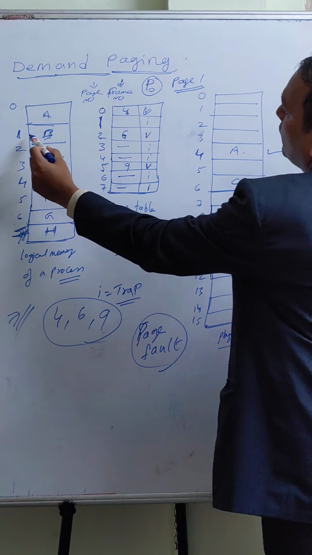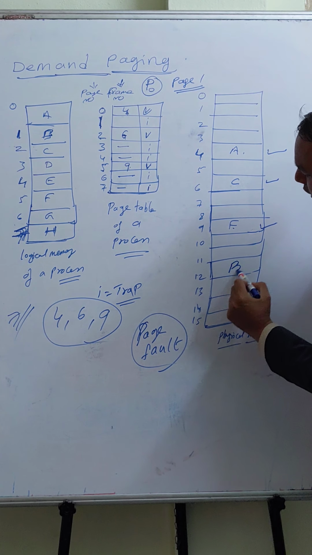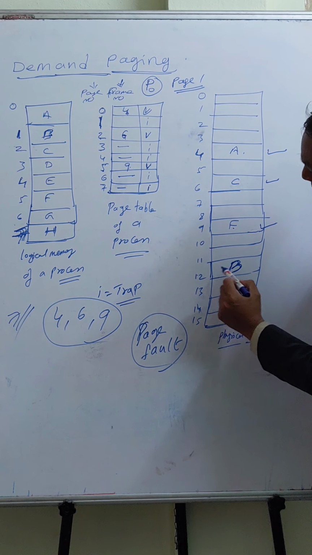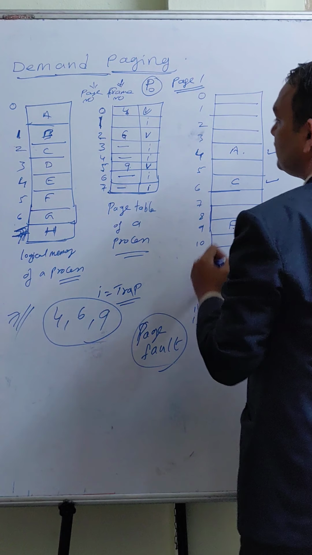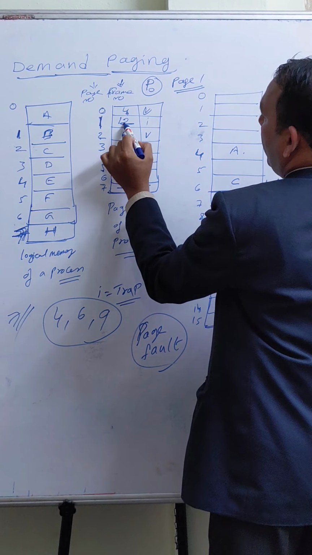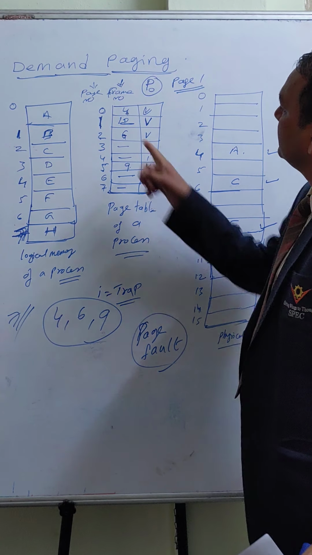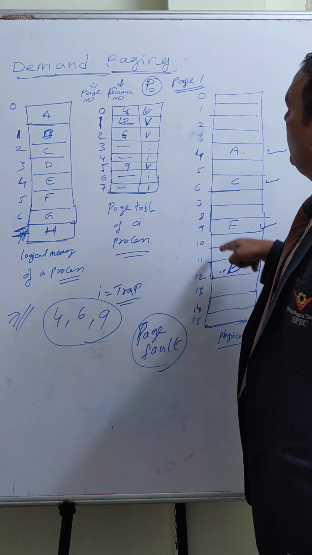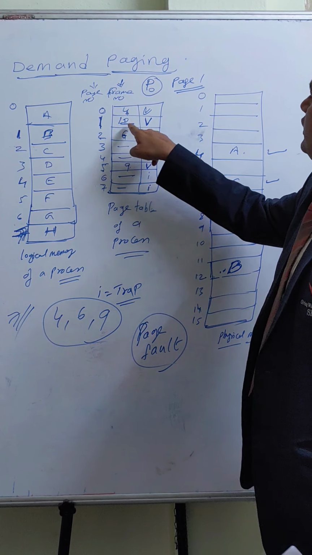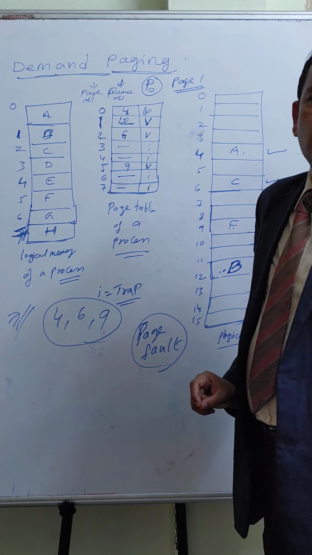So page number 1, page 1 I want. So B is loaded in page number, frame number 12. So 1 is here, we need to update 12. So page number 1 is loaded in frame number 12 and we have to update this table. Now this table tells this frame number 12 is available for execution for the particular process.